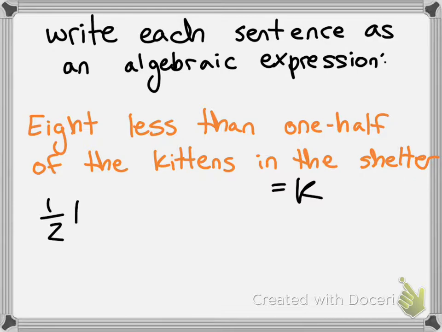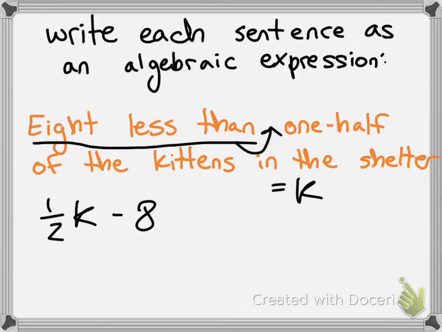Yep. He says 1 over 2K, and then what? Minus 8. Perfect. We see "8 less than," so we automatically know it's going to come after. 1/2, and "of" means multiply. 1/2 times the kittens in the shelter.